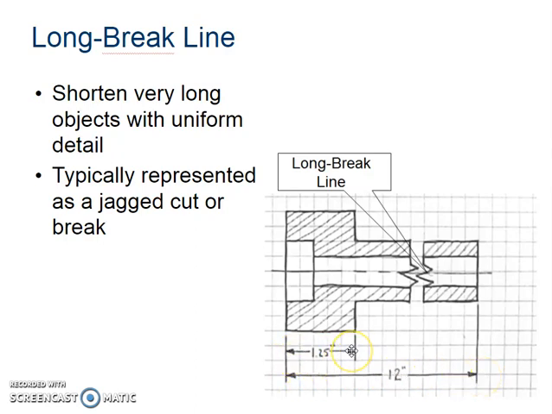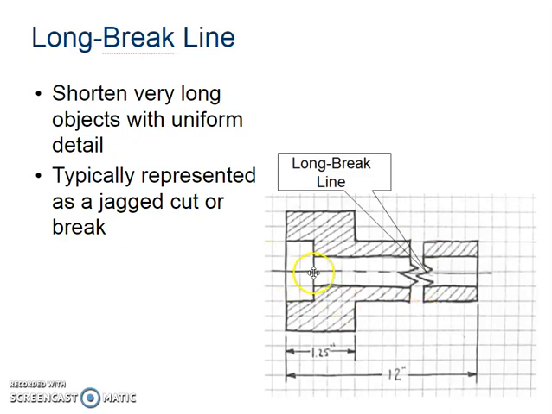This piece is 1 1/4. So they're not going to do 5 of these different pieces. That would be 5 times longer than what it is. So if everything on this side to this side is the same, we do a long break line. It says, hey, we're going to cut this piece in half. Well, not in half, but cut it down a little bit to show you that it's uniform from here to here. We're going to save ourselves some paper and some space.